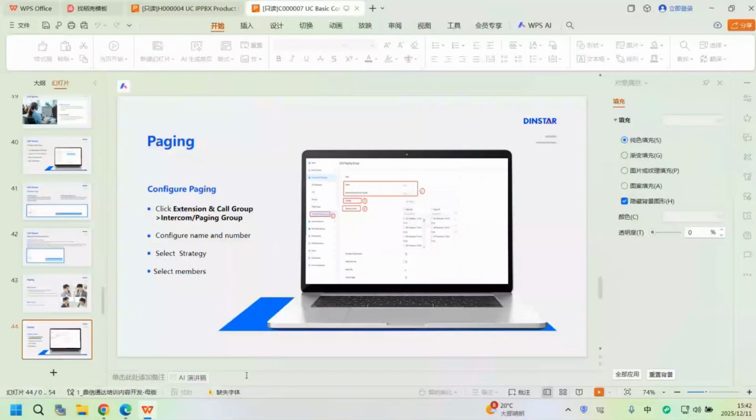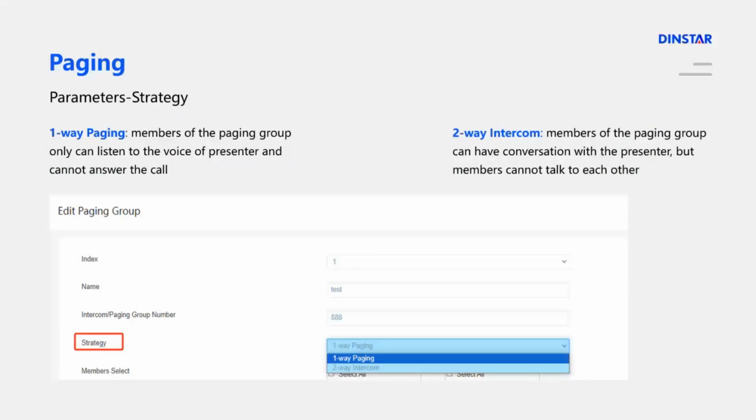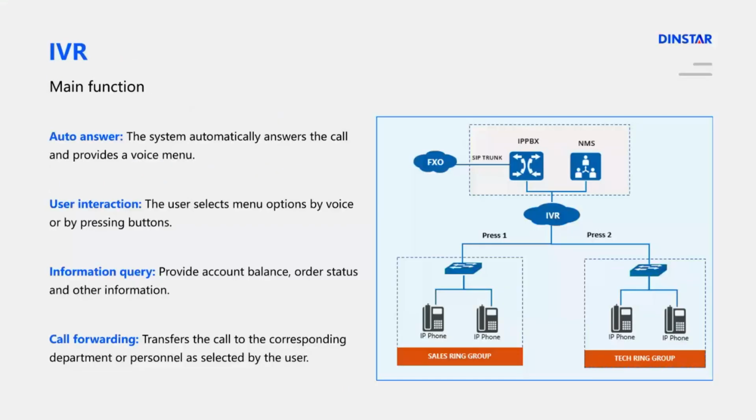And about the IVR, it's the virtual receptionist that guides the caller to the right department. Its key function is to auto answer calls and play the voice menu, and let the user select the option with the keypad, and it supports information queries like account balance or call forwarding.